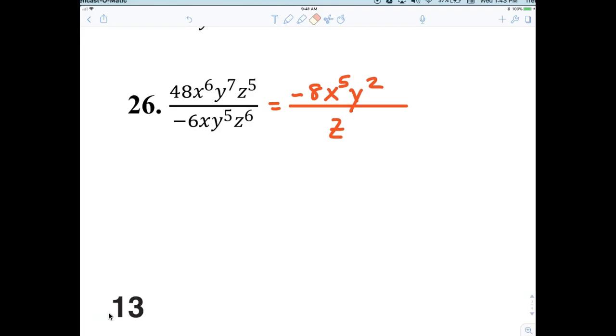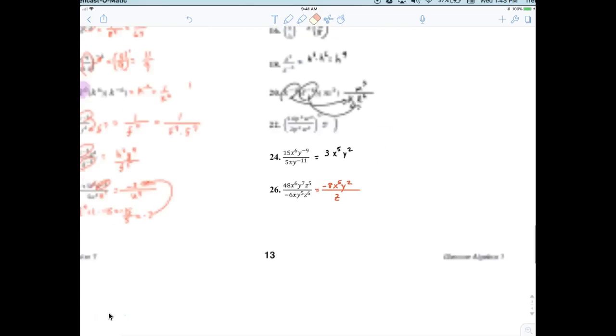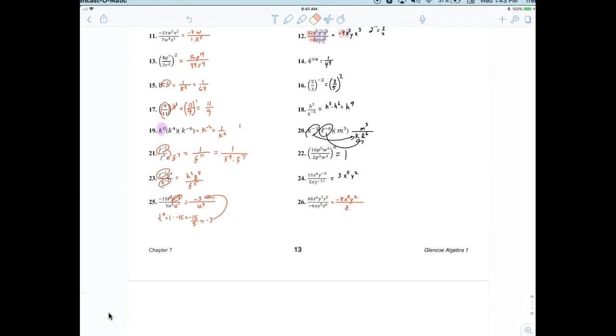48 divided by negative 6 is negative 8. X to the 6 over x is x to the 5th. Y squared. And there's a z left on the bottom. Does everybody agree with that? The z is left on the bottom. Well, how many z's are on the top? How many on the bottom? Right, so you have to think about 5 on the top, 6 on the bottom. You cross 5 out, 1's left on the bottom. Everybody okay with this? Hopefully you feel a little better now about that nice little review.